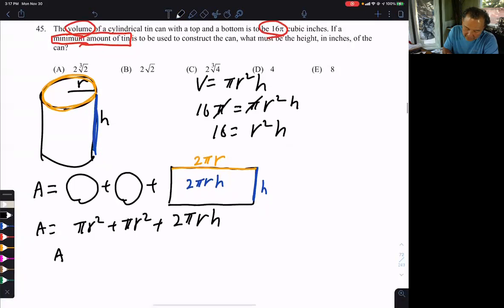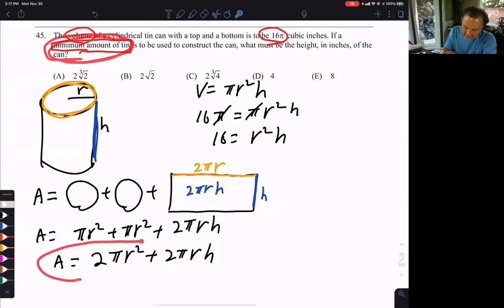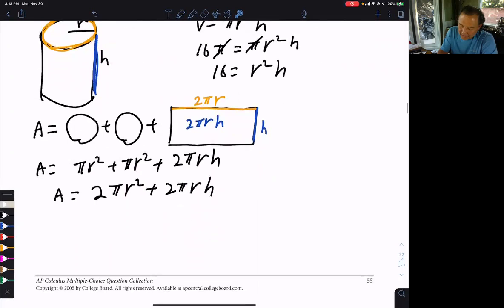So now my area formula, I have 2 of the pi r squareds, and I have 2 pi r h. And what am I trying to do? I want the minimum amount of tin. So I want to minimize this area, so that occurs at critical points. So I need to find the derivative of that. But I have a problem. I have too many variables. I have r and h. I don't like that. But that's where this other equation that we had earlier comes into play.